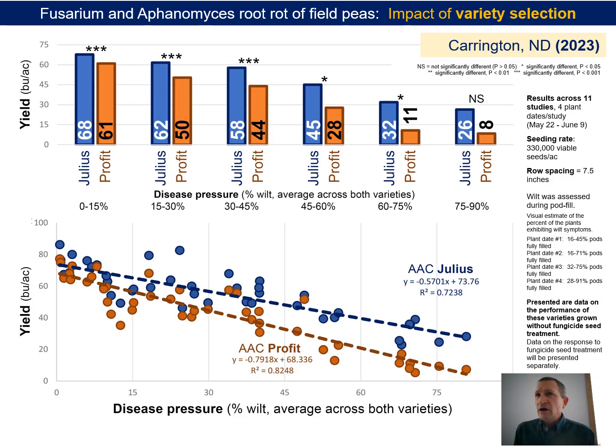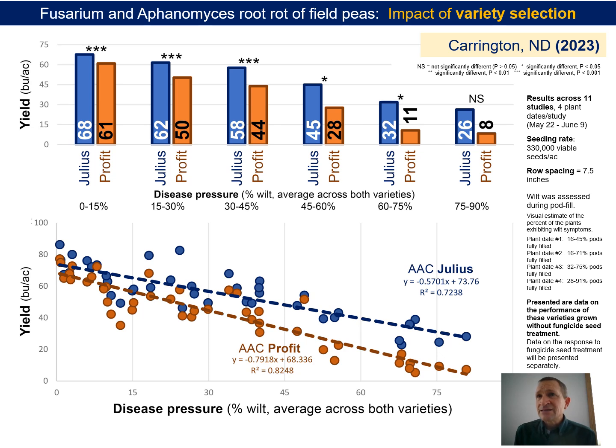All right, so moving on. We did more testing of the impact of field pea variety selection. These are results from 2023, in which we conducted 11 planting date studies across fields differing in the interval since the last time field peas were grown. These are all fields with long history of field pea production and with Aphanomyces and Fusarium root rot present at various levels. What we saw here across these 11 studies and 4 planting dates is that Julius consistently yielded better than Prophet, irrespective of the level of disease pressure.